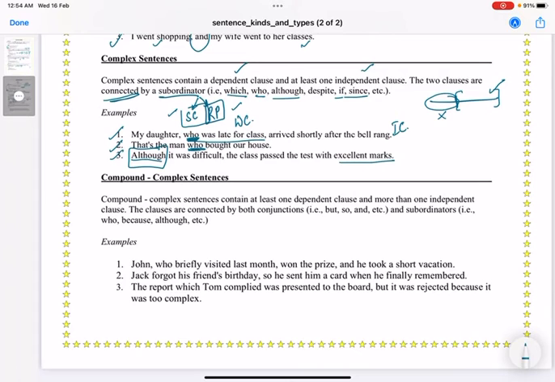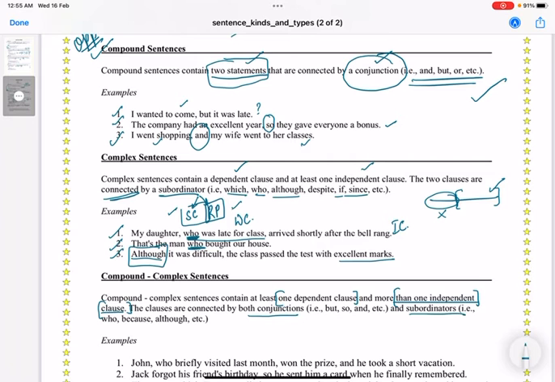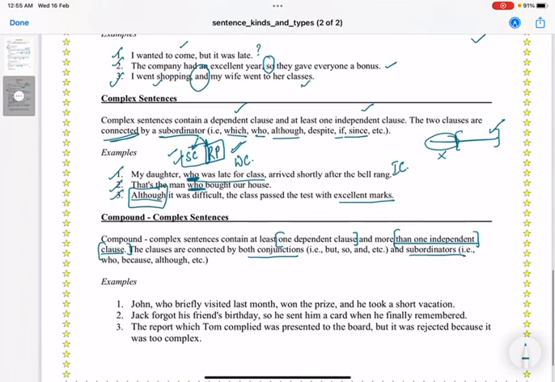Next, last one, coming to the compound complex sentence. Now, compound complex sentence contains at least one dependent clause and more than one independent clause. Now, what is independent clause? That is complete on its own. It makes sense. It doesn't need any other clause. But the dependent clause, that needs some other info to sustain on. The clauses are connected by both conjunctions and subordinators. Now it's like a mix up of compound sentence and complex sentence. Now we can use conjunctions also, we can use relative pronoun also, and we can use subordinating conjunction also.